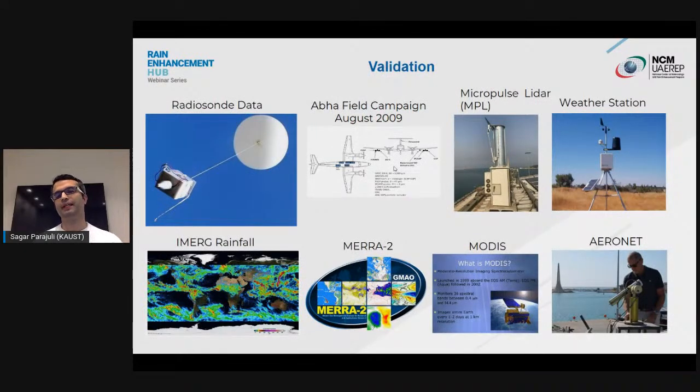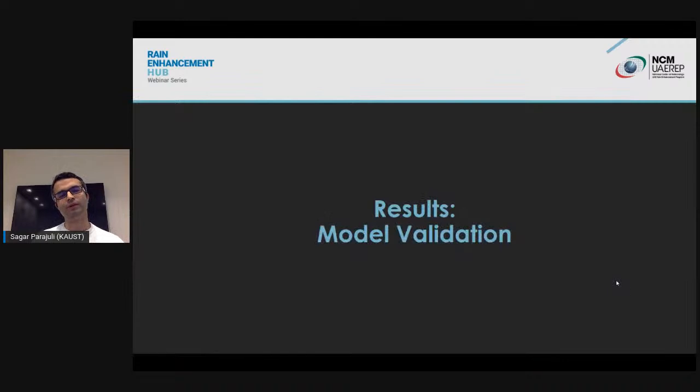We use several data sets for validation of our work: radiation data, satellite rainfall data. We also have microphysical measurements from a field campaign in the Abha region that occurred in 2009. We use MERRA-2 reanalysis data, MODIS satellite AOD data, and we also have a dedicated LiDAR to retrieve vertical profiles of aerosols here at KAUST. And we have weather station data and AERONET stations.